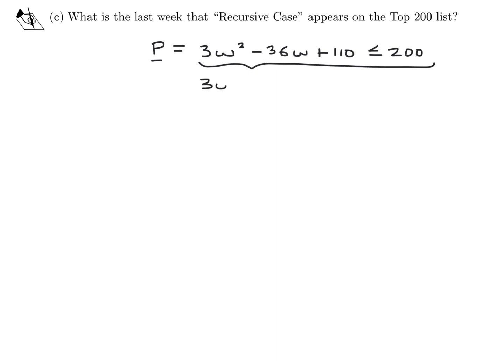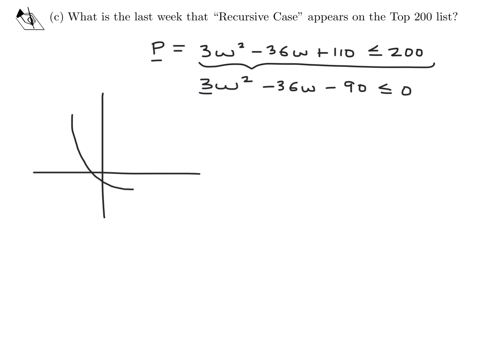So we want this p to be less than or equal to 200. That means this equation now becomes 3w squared minus 36w minus 90 is less than or equal to 0 if you bring the 200 over. I'm not sure what this looks like, but if I were to graph it, this is positive, so it's going to point upwards. And we want it to be less than 0. So what do we want? We want this segment of the graph. So we will have to find this point and this point.